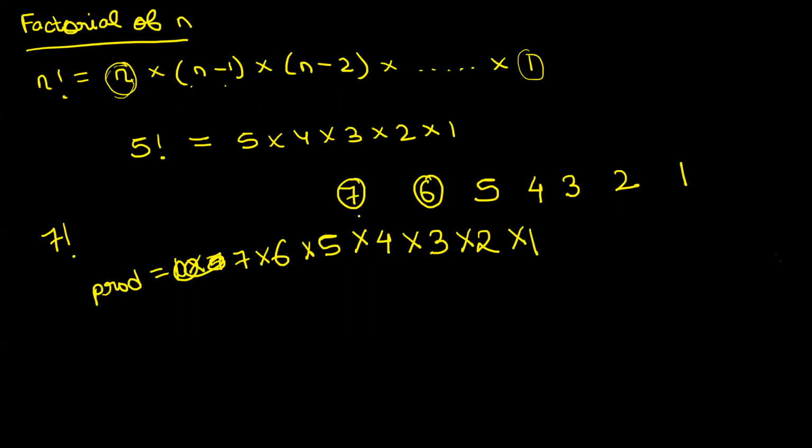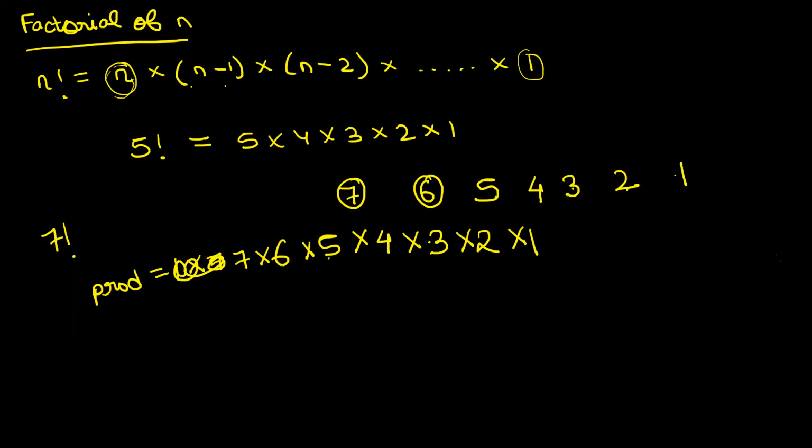What is the meaning of iterating? Iterating means you are just moving over those numbers. So if I want to find 7 factorial, first I will multiply 7, then I will multiply 6, then 5, then 4, then 3, then 2, then 1. That is what I need to do if I want to find the factorial of 7.